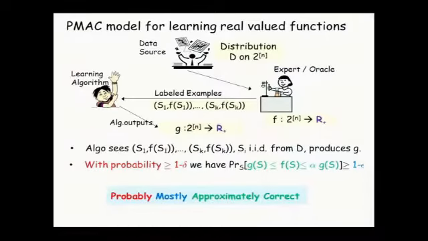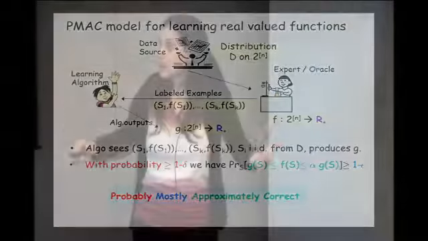So this is just the definition of the PMAC learning model for real valued functions. But just to make the discussion concrete, you can think about the target function as being submodular for now. Now you have three parameters: epsilon, delta, and alpha. So we want to be correct with high probability, and we want to be mostly approximately correct. That's why we call this model the probably mostly approximately correct learning model, or the PMAC learning model.